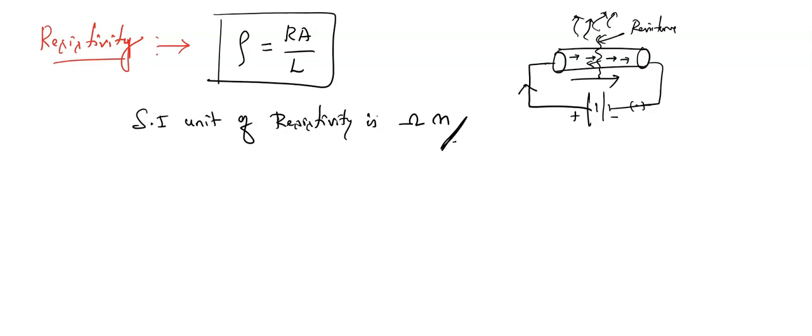Got it? Good, children. Now, children, I would like to tell one important thing. Now let me discuss equivalent resistance. What do you mean by equivalent resistance? See, children, equivalent resistance is nothing but if a single resistance can replace the combination of resistances in such a manner that the current in the circuit remains unchanged, then the single resistance is called the equivalent resistance.